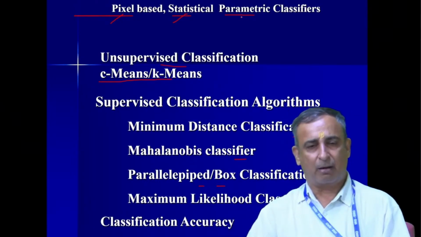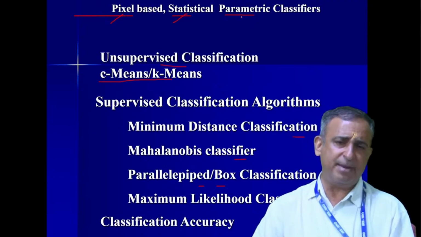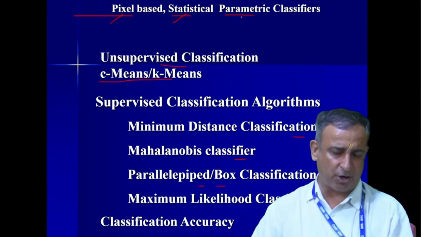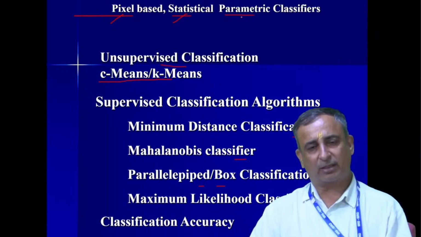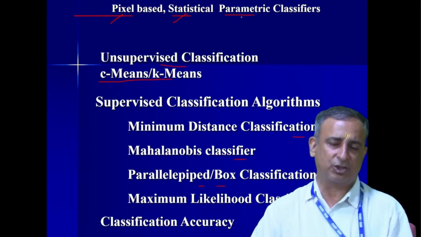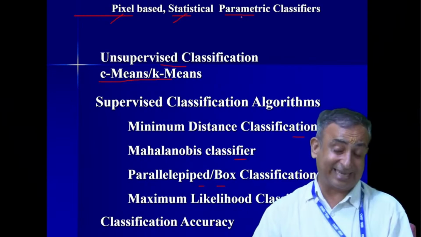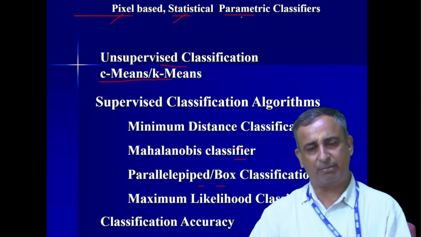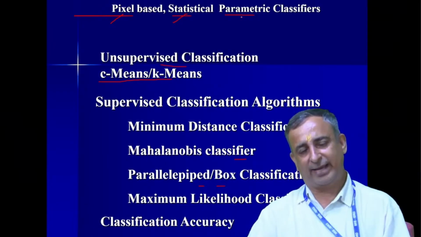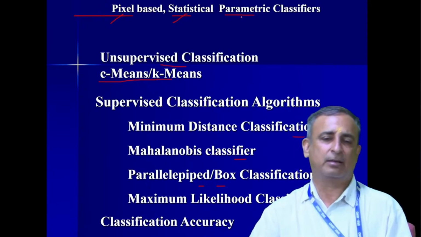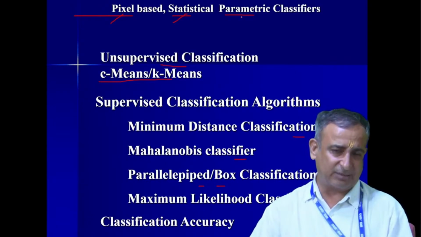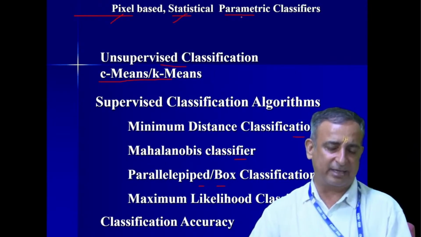Then coming to supervised classification, as I mentioned, you require training data or prior knowledge for training the algorithm. Training the algorithm means you are initializing the statistical parameters used in the algorithm. It can be the mean parameter, the variance covariance parameter, the minimum and maximum parameter, the standard deviation, and so forth. That is initialized by the training data, which is collected from the ground truth or by any reference data.